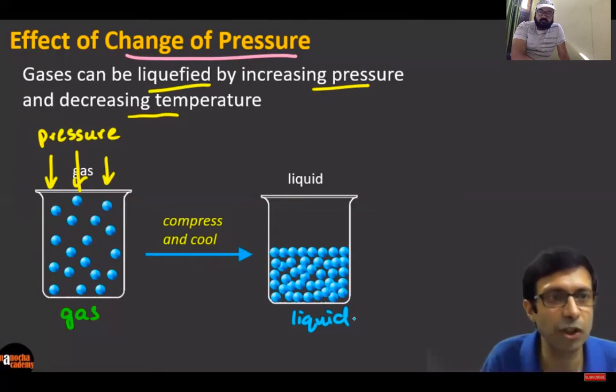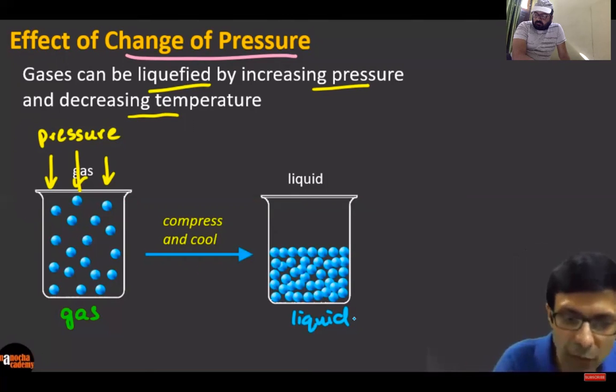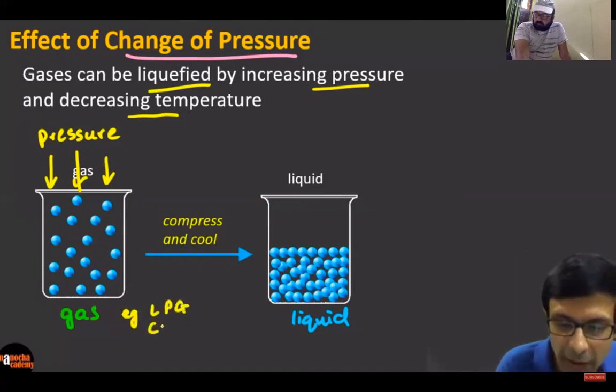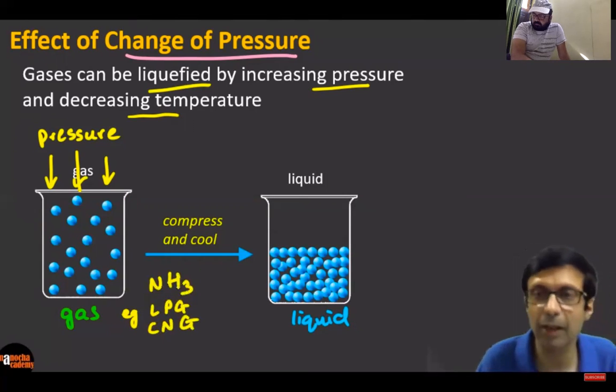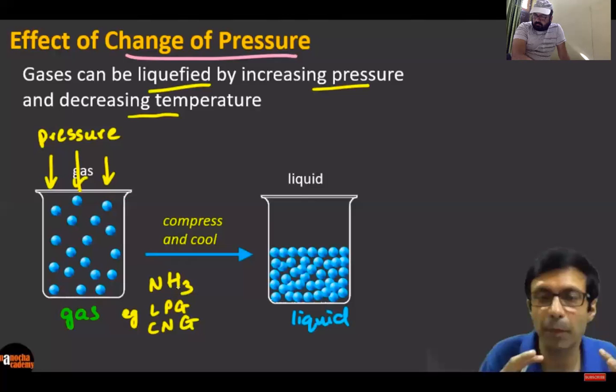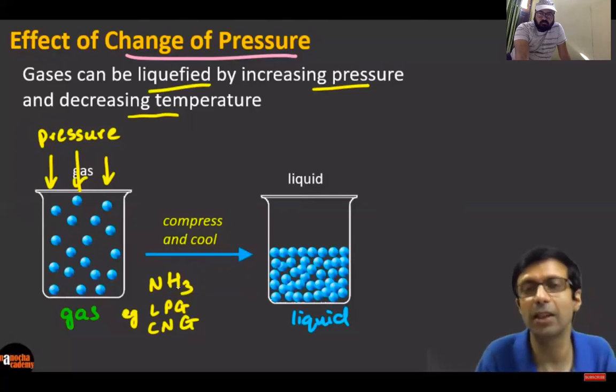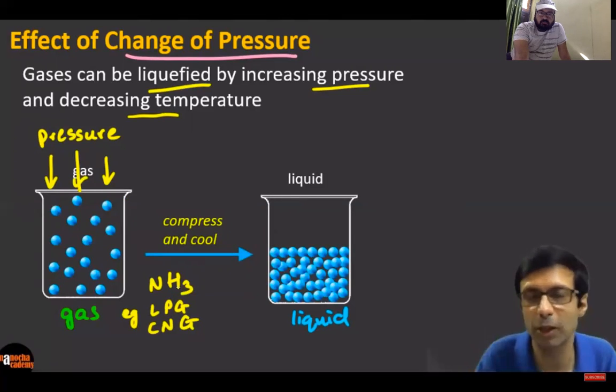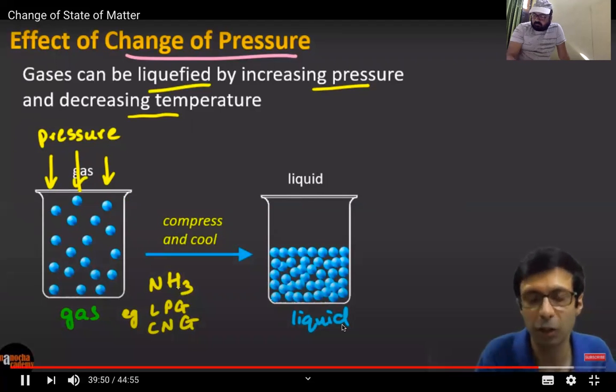Excellent, I'm seeing a lot of good answers here. People are saying LPG, CNG, carbon dioxide. Ammonia is another good example. So yes, we can apply this for many things. For example, you have the LPG gas, the CNG, and ammonia can easily be compressed into the liquid form by applying pressure. And we also decrease the temperature so that we don't have to apply too much pressure. So both factors are helping in changing the state.